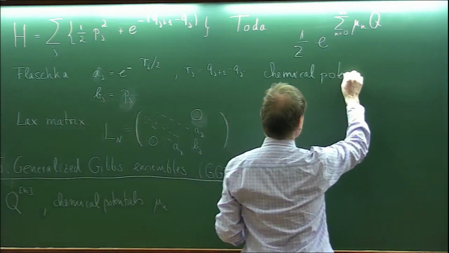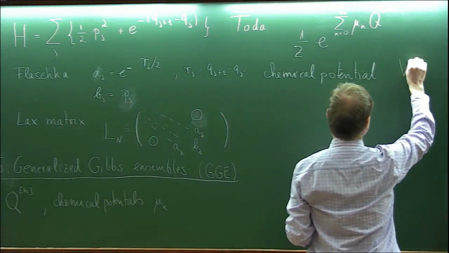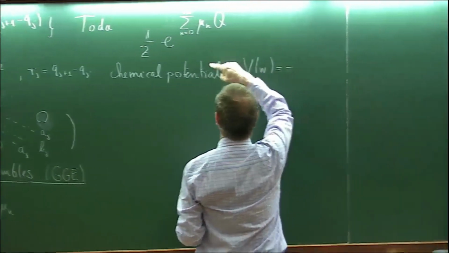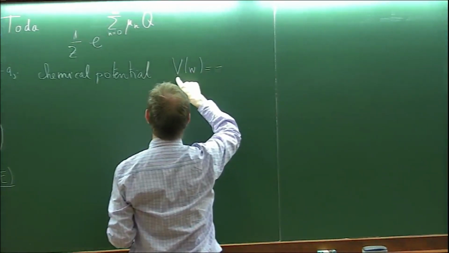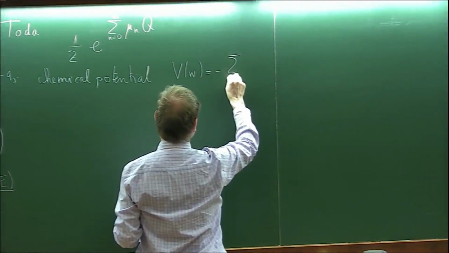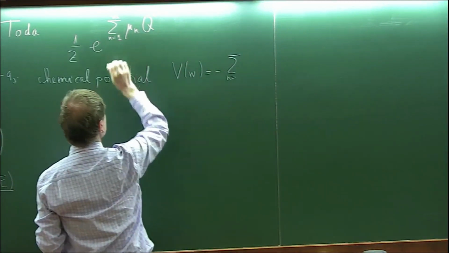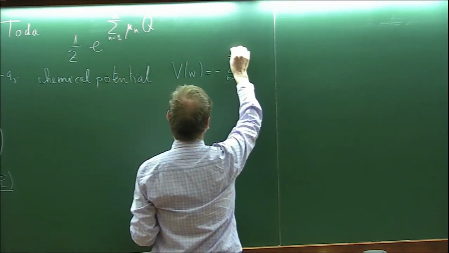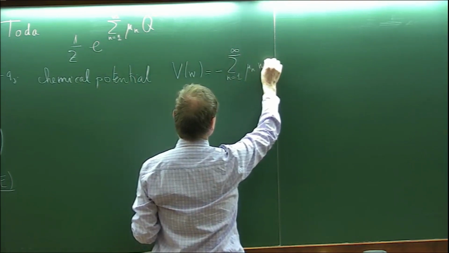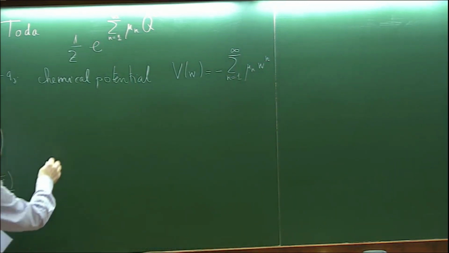So this is the chemical potential, and of course what I do is I call it V of W. And now usually one puts a minus sign for the potential, and for this potential I want to put the minus sign. So I just write this as the sum. Sorry, this does not start at 0. The conserved quantities start at 1. Okay, so it's 1 up to infinity, and then I have mu n, and that's just the power. And then we have a nice way of writing this Gibbs ensemble.